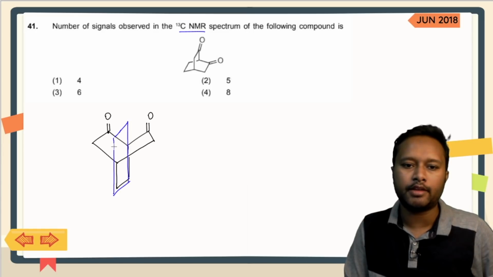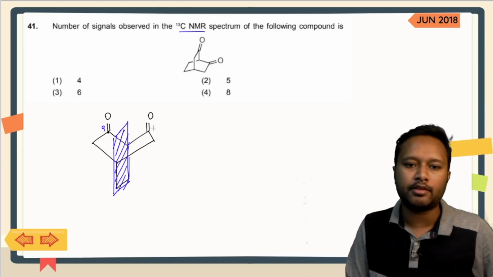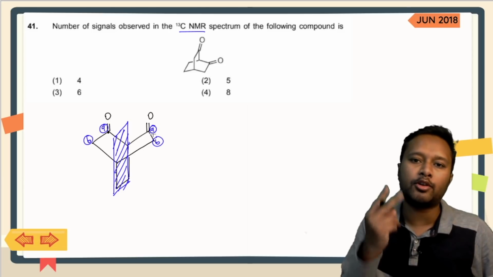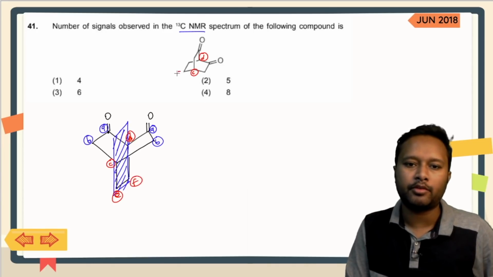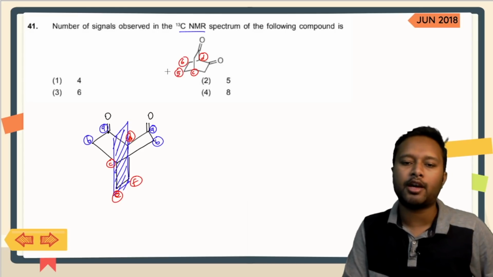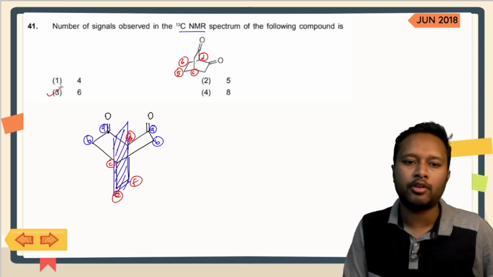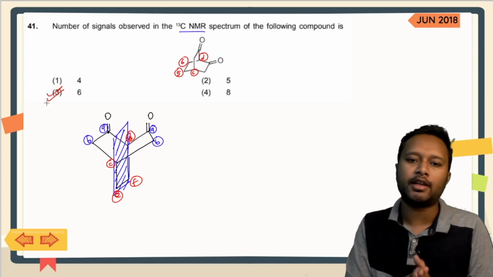The plane contains all these carbons and it reflects the rest of them, making this carbon of type A, this also of type A. So we have got one type of carbon. This is of type B, this also of type B. So you have got two types of carbon here. Okay, fine, this is of the third type of carbon. The back side is of the fourth type of carbon. This is going to be the fifth type of carbon, E and F, and this is going to be the sixth type of carbon. So in total, for this particular molecule, you have got 6 types of carbon.